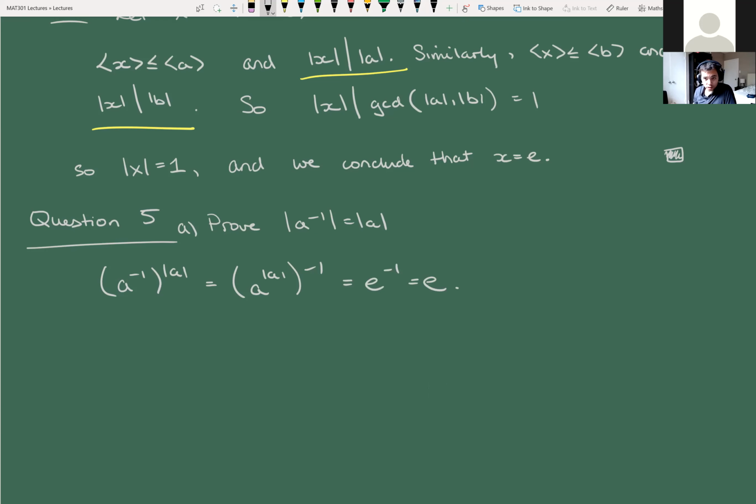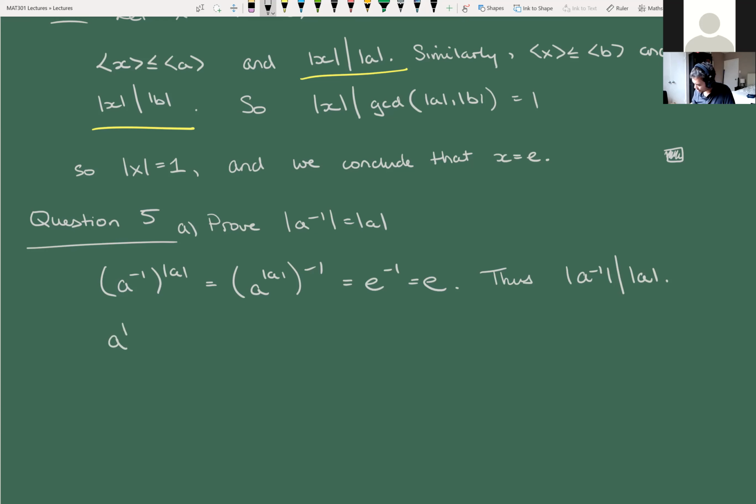So what have I managed to do? You might say, like, this is a lot of work to show something that isn't really that important. Well, I've shown that A inverse to the order of A is equal to the identity. That can only happen if the order of A inverse divides the order of A, right? We know that if G to the M is equal to E, then the order of G must divide that exponent. And of course, the exact same argument holds in the opposite direction, right?